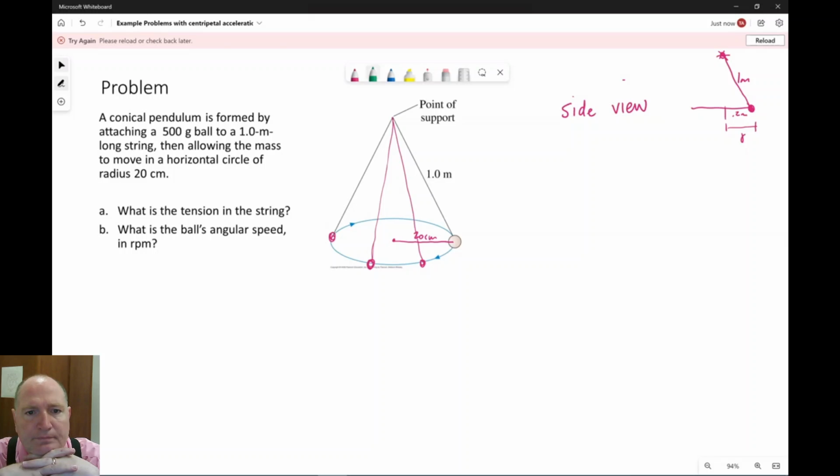We know there's an acceleration that points towards the center of the circle. Love it. So depending upon where the ball is, towards the center of the circle is varying.